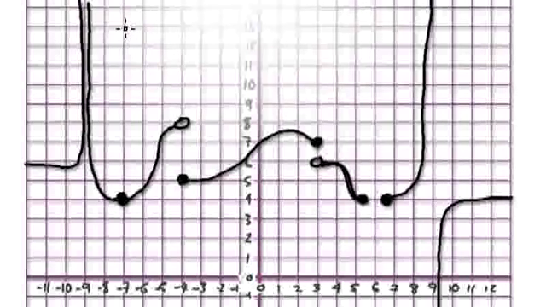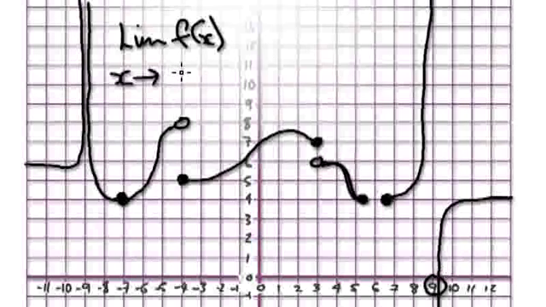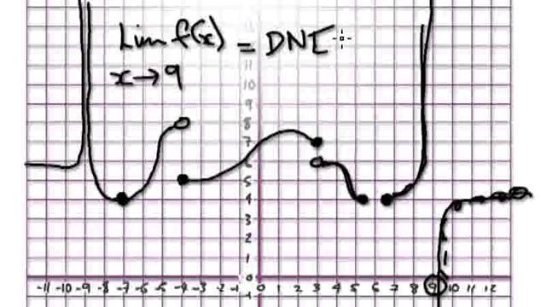Now the last example: the limit of f of x as x tends to 9. If you're coming from the left, you're heading towards positive infinity. From the right hand side, traveling towards positive 9, you're heading towards negative infinity. So here the limit does not exist.